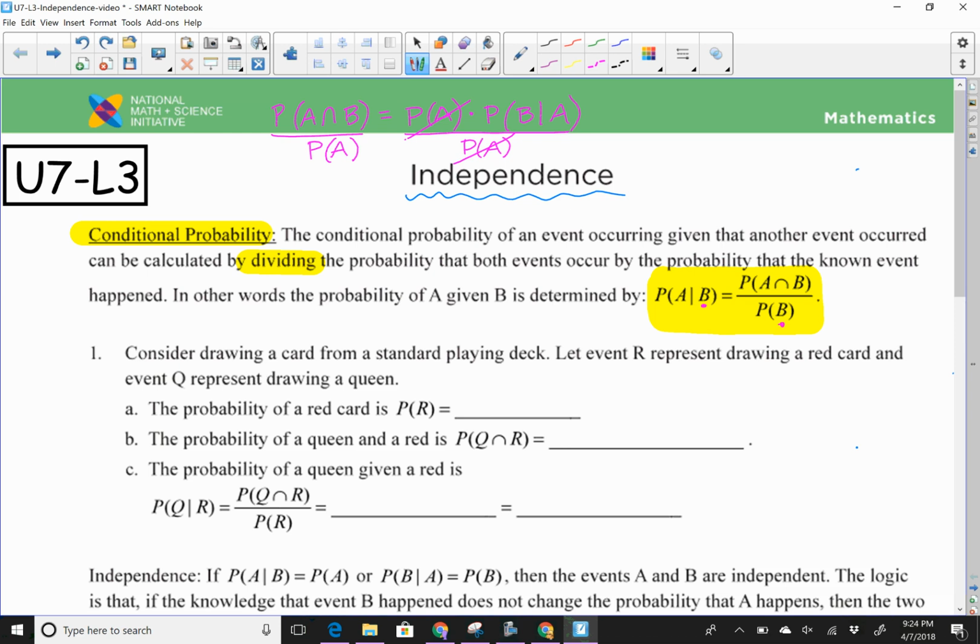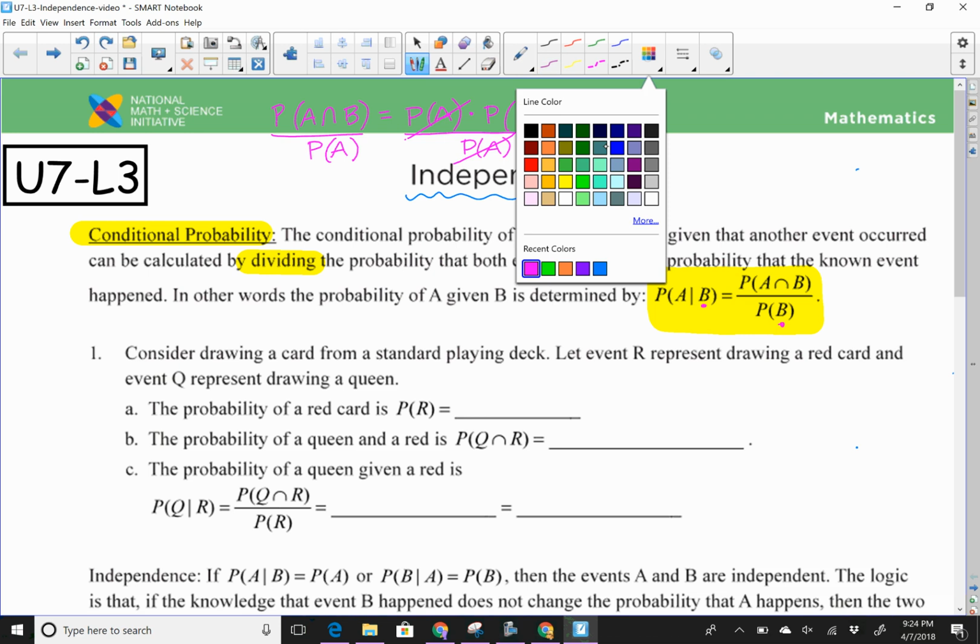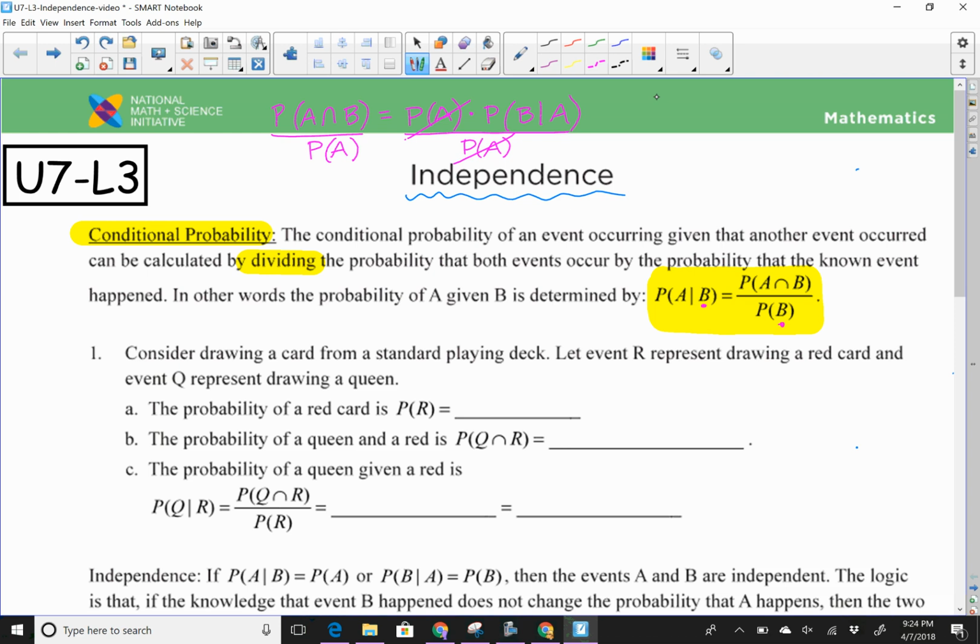Okay. So these particular examples are going to deal with drawing cards from a deck, so we need to review what you do or do not know about a deck of cards. First off, a standard deck of cards has 52 cards. You have 4 different suits, and if you are not familiar with those suits, there are clubs, diamonds, hearts, and spades.